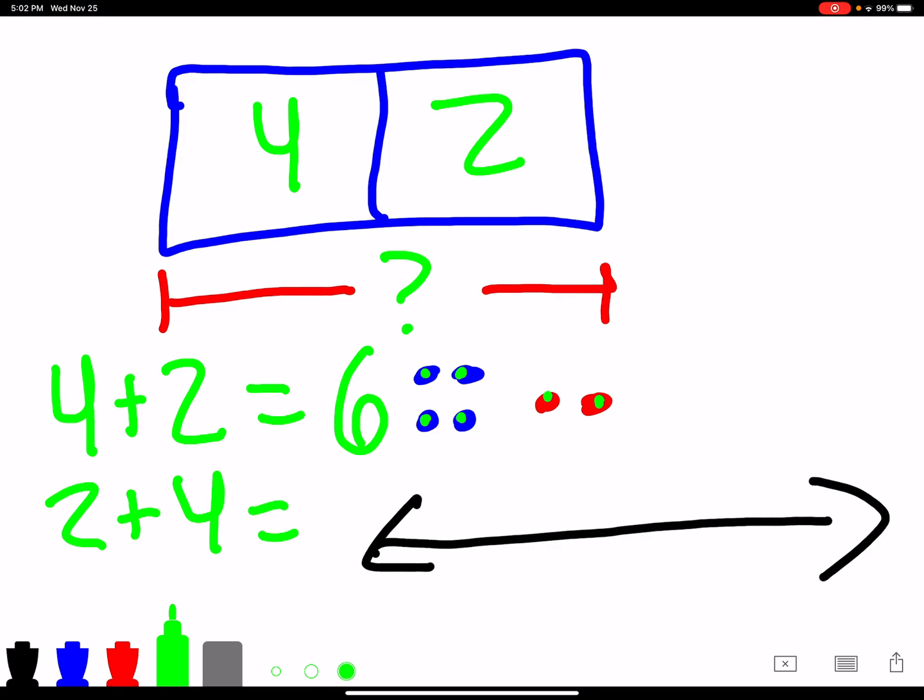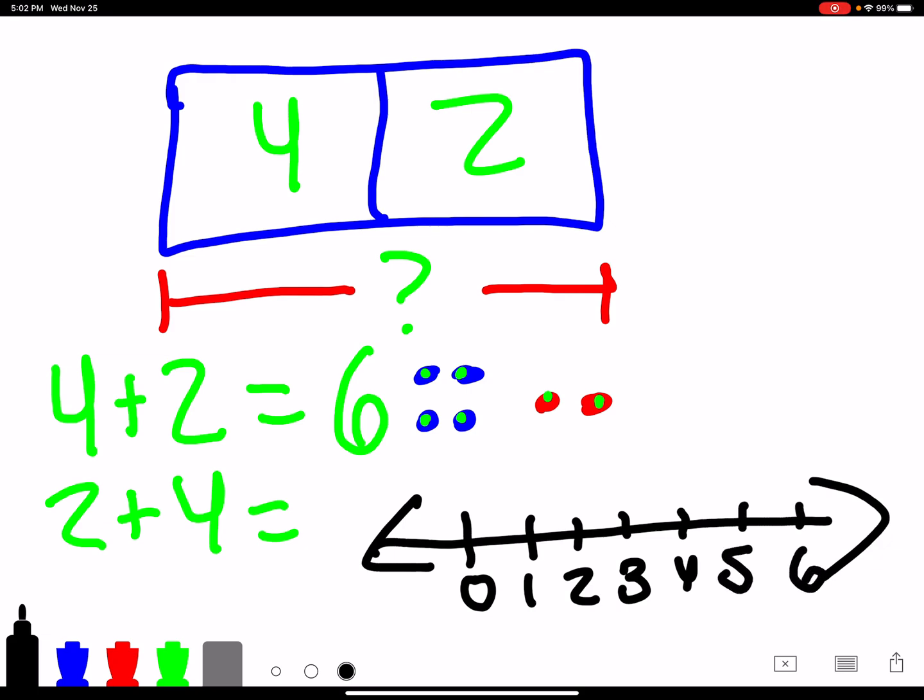But if you want to double check your work through the number line or by counting your fingers, there are so many ways in math to solve one problem, which is why I love it. But if you want to go to the number line and count from 0, 1, 2, 3, 4, 5, and 6.